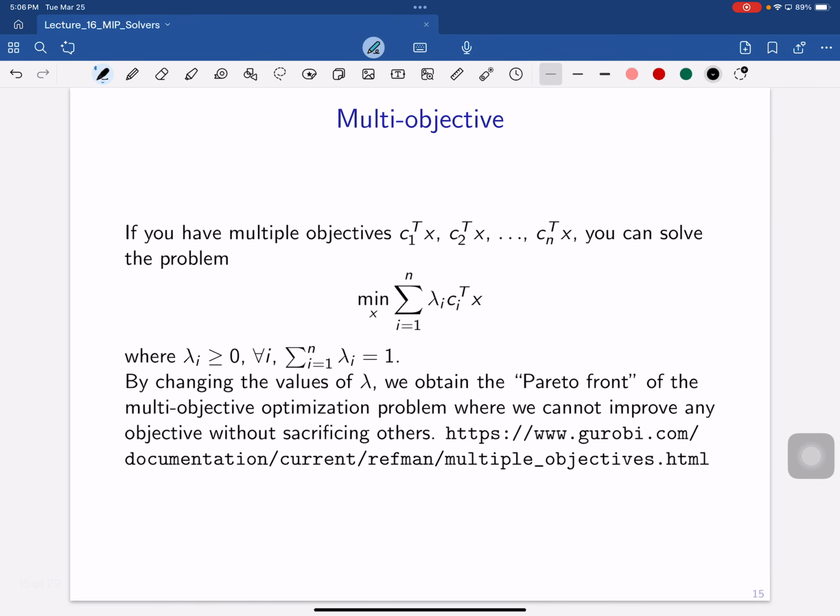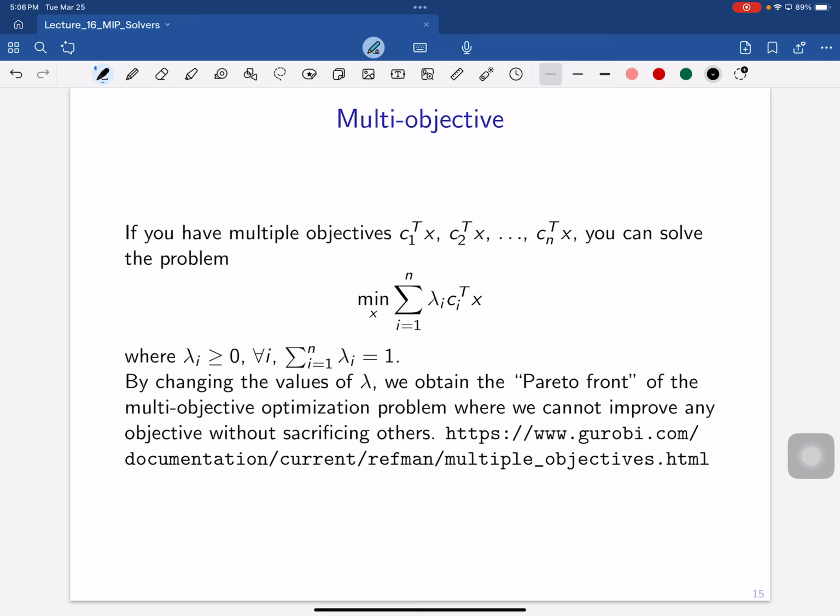Okay, so I would like to talk a little bit about multi-objective optimization. In some problems, you may have different objectives you want to optimize. Let's say you design a chemical plant. You can have two objectives. One is the cost of the chemical plant. The other is the CO2 emission of the plant. So these two might be conflicting objectives, right? You cannot improve one objective without sacrificing the other.